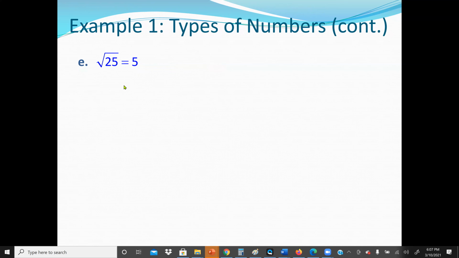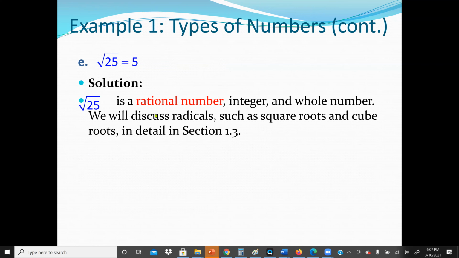Now we have the square root of 25, which gives us 5. So the solution also will be a rational number. A whole number is always a rational number.